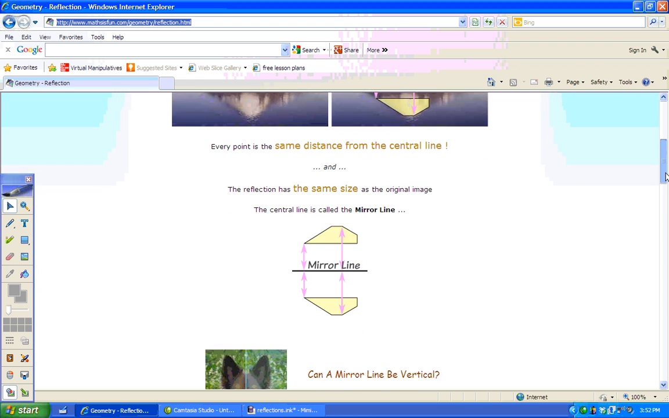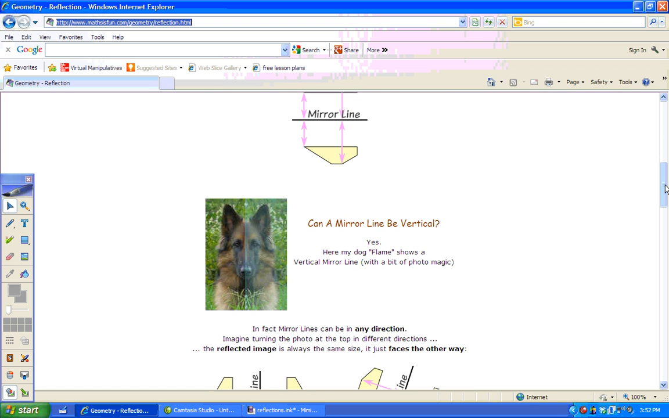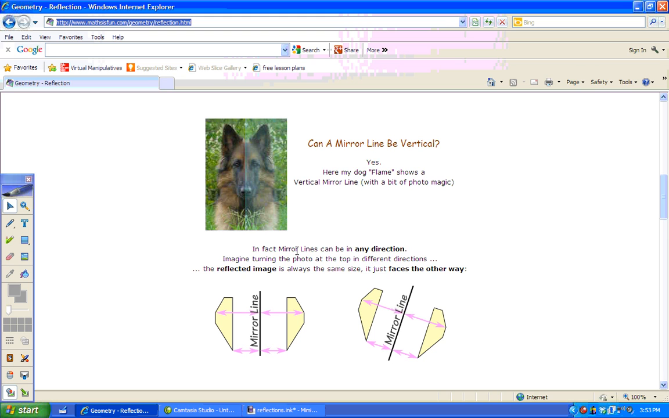And some more information about that mirror line. Mirror lines don't have to just be horizontal, they can be vertical. Look at this example of the picture of the dog, and how they put the mirror line right between it, and there's a mirror image on each side. There's probably a little bit of difference, but not much.